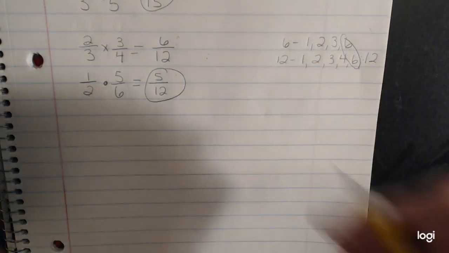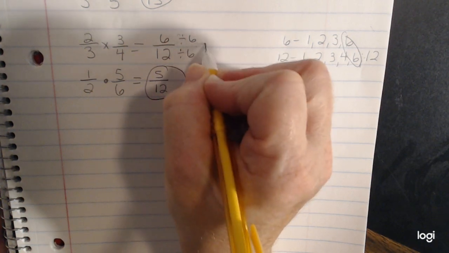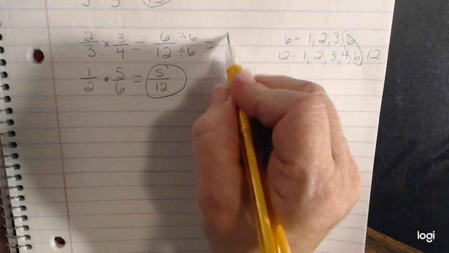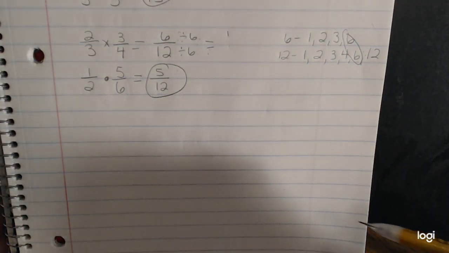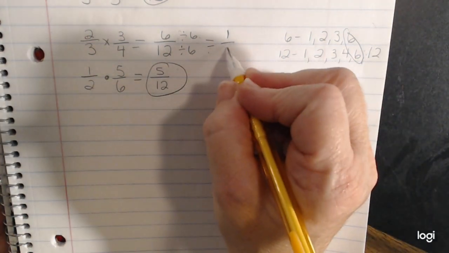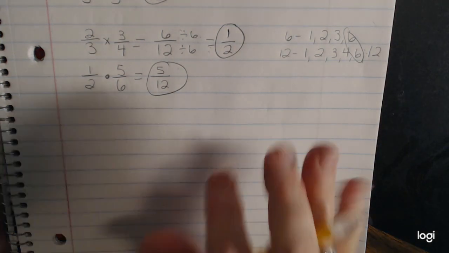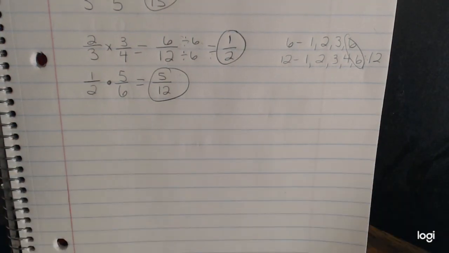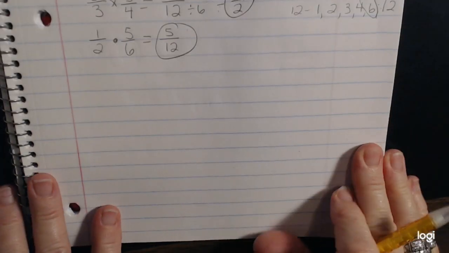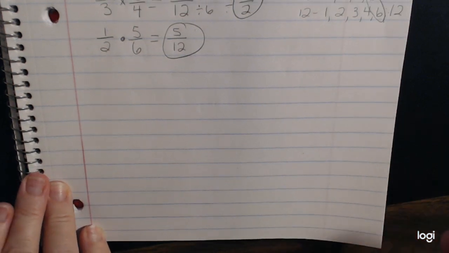I'm going to divide it by 6. 6 divided by 6 is 1. And 12 divided by 6 is 2. So my A plus answer is going to be 1/2. All right, so I'm moving on. Let's try another problem here. I'm going to give you the problem 3/7 times 2/3.